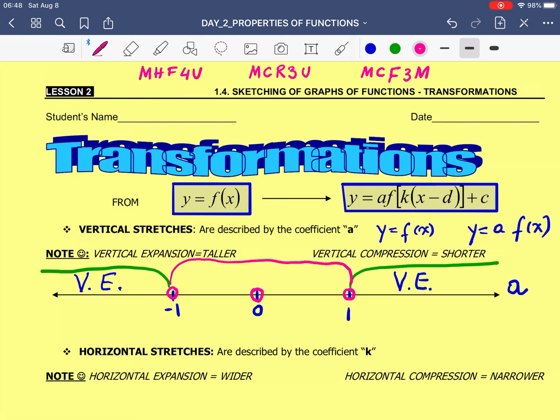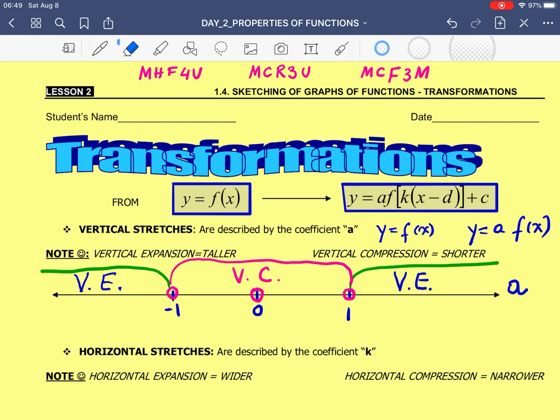function will undergo what we call a vertical compression, because the values of y here will be multiplied by numbers such as 0.5 and then f of x. So the f of x will be shortened by half, or 1/3 f of x, or -3/4 f of x, and so on.